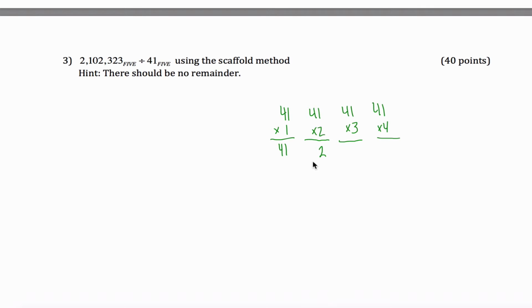4 times 2 is 8, but I'm not going to write 8 because I'm in base 5. So I'm going to carry 1 group of 5 and leave 3 behind. 4, 1 times 3. 1 times 3 is 3. 4 times 3 is 12, which I write as 2, 2 in base 5.